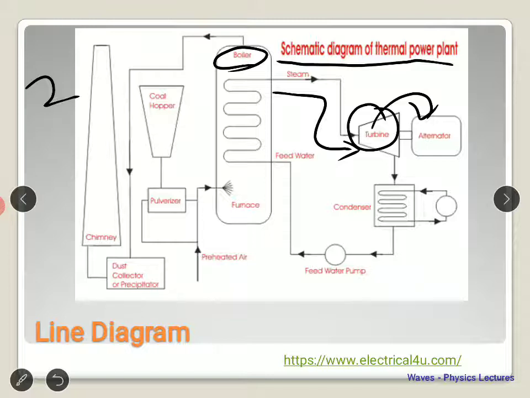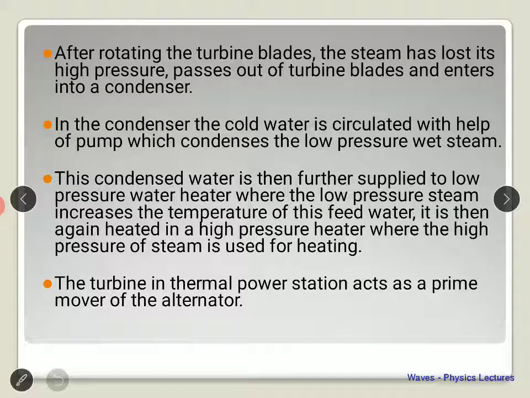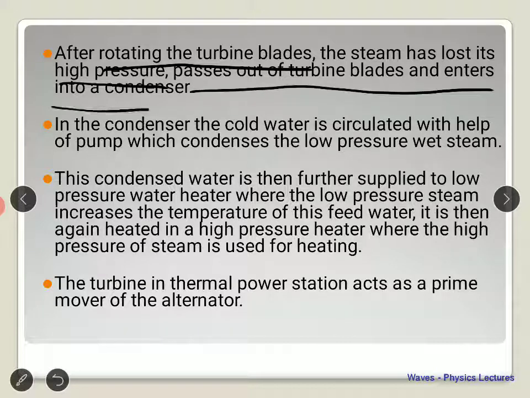But then what happens to the steam after the turbine blade has been rotated? Well, it is then fed back into the condenser. Now what is a condenser? A condenser will cool down. So let's go to the next slide and we'll come back to this slide again. After rotating the turbine blade, the steam has lost its high pressure, right? So it will pass out of the turbine and enter into the condenser.